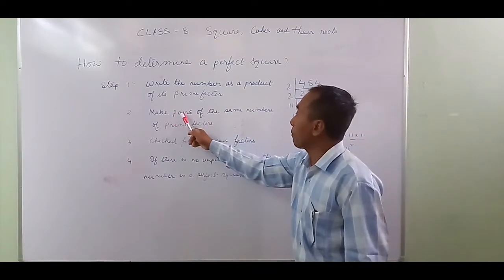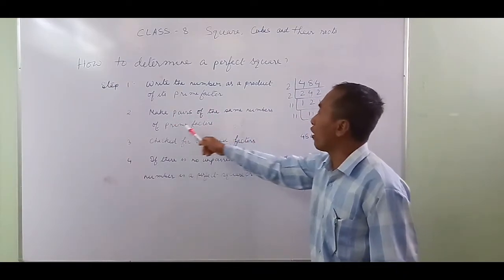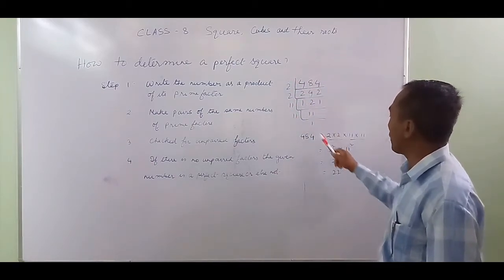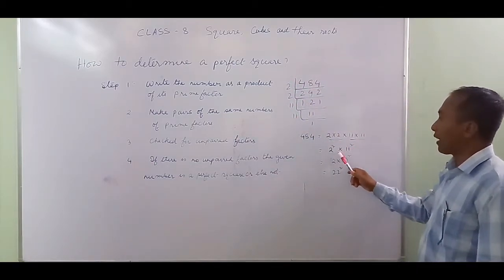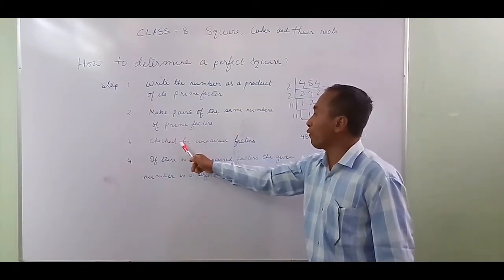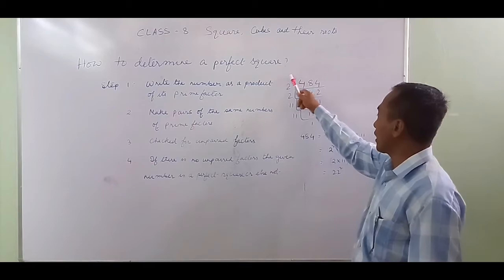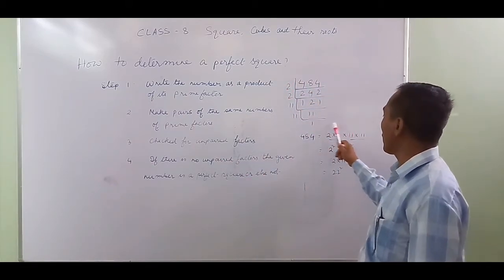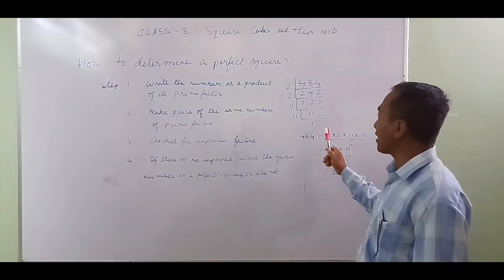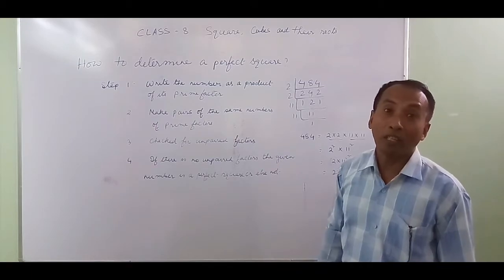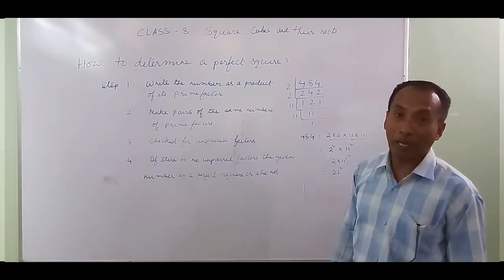So make pairs of the same prime factors, and check. The third point is check for unpaired factors. So here there are no unpaired factors. So this number is a perfect square. Else, if there are any unpaired factors, then that is not a perfect square.